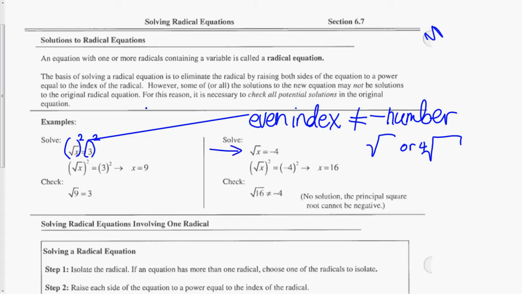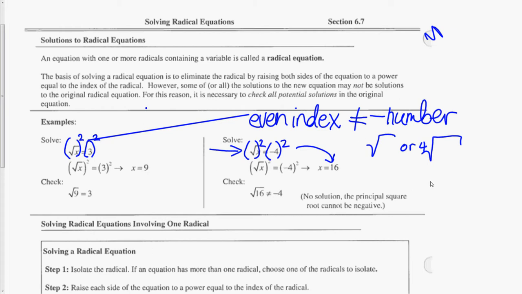Over here, you can see if you have a square root equal to a negative number, if you tried to work it like we worked the first one, and you square both sides, you get a positive 16. But if you go in and you try to check it, the square root of 16 does not equal negative 4. That's why you can't have the even indices equal to negative numbers.